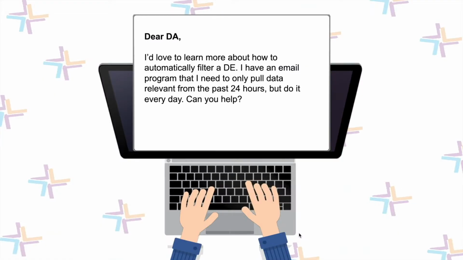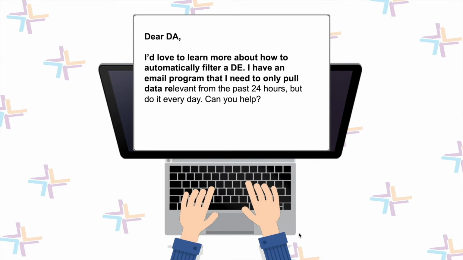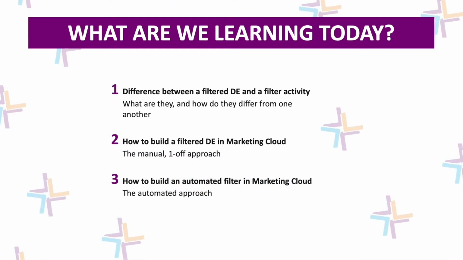Dear DA, I'd love to learn more about how to automatically filter a data extension. I have an email program that I need to only pull data relevant from the past 24 hours, but do it every day. Can you help? All right, so what are we learning today?